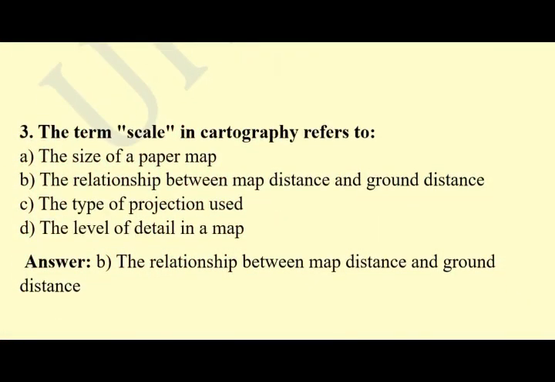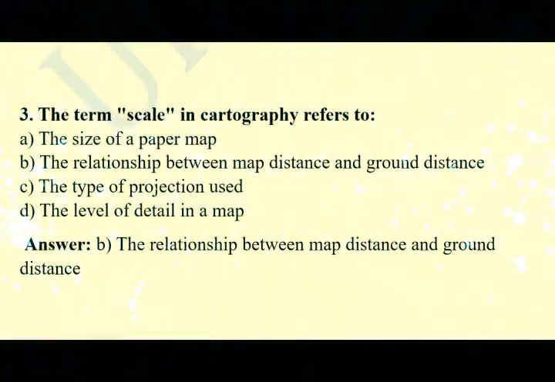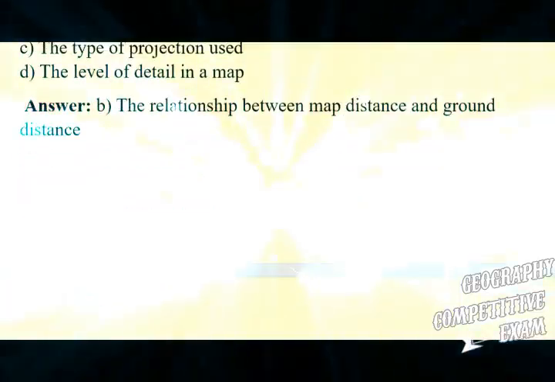Question number 3. The term scale in cartography refers to the size of a paper map, the relationship between map distance and ground distance, the type of projection used, or the level of detail in a map. Here the right answer will be the relationship between map distance and ground distance is called scale in cartography.